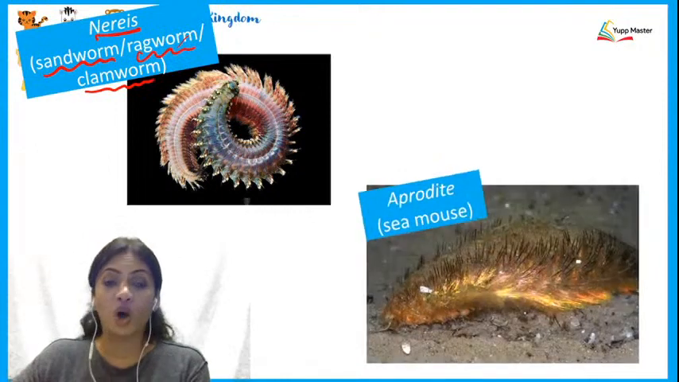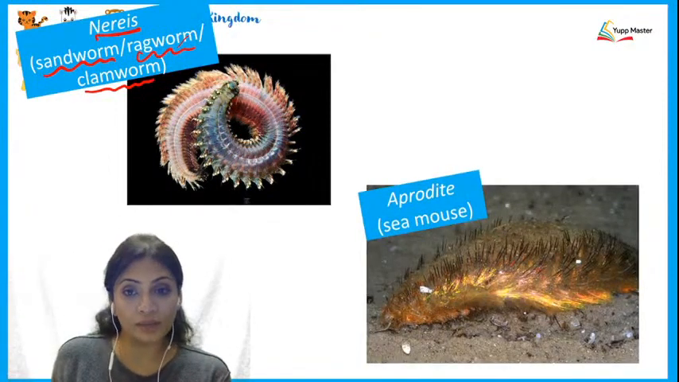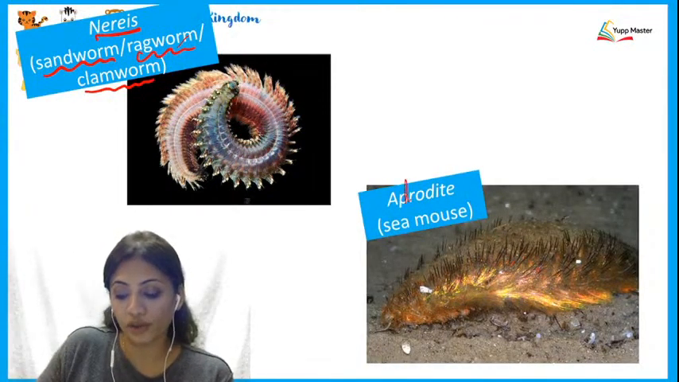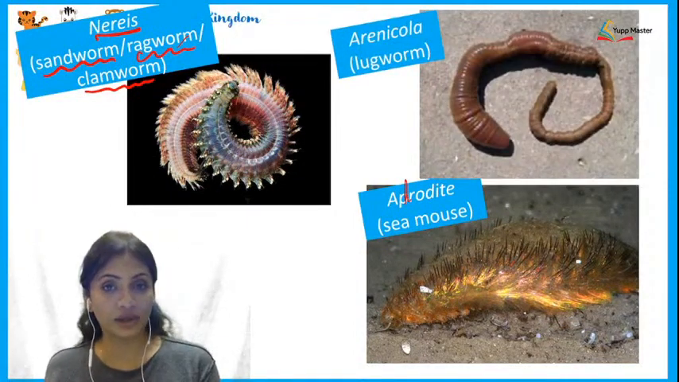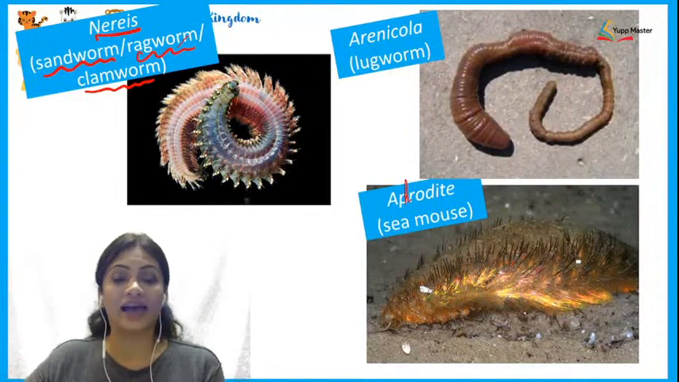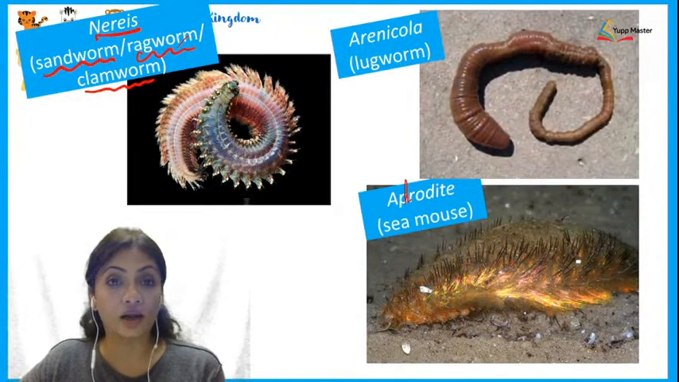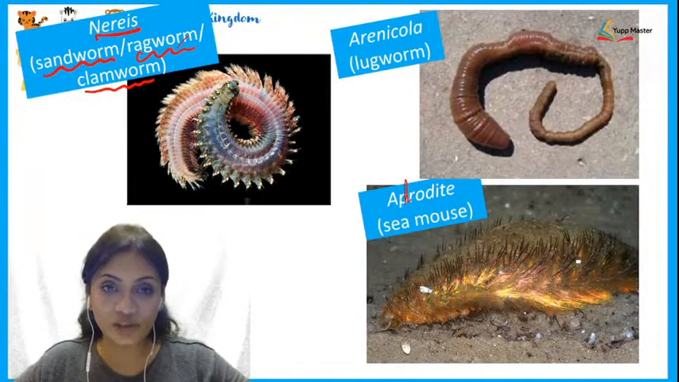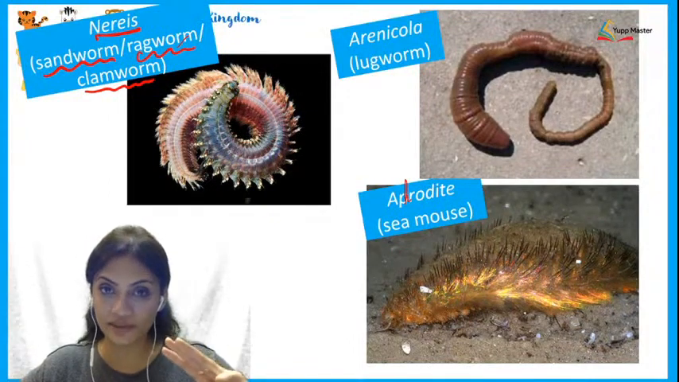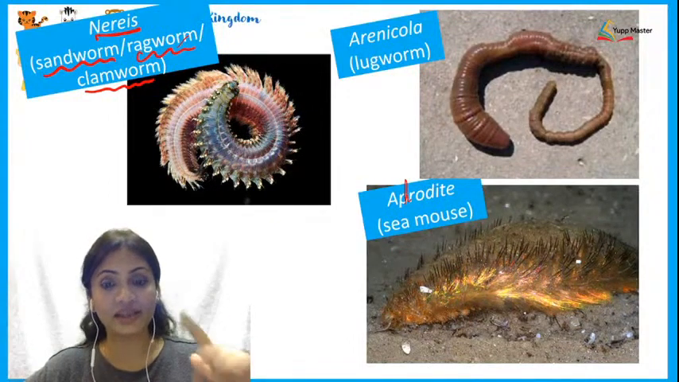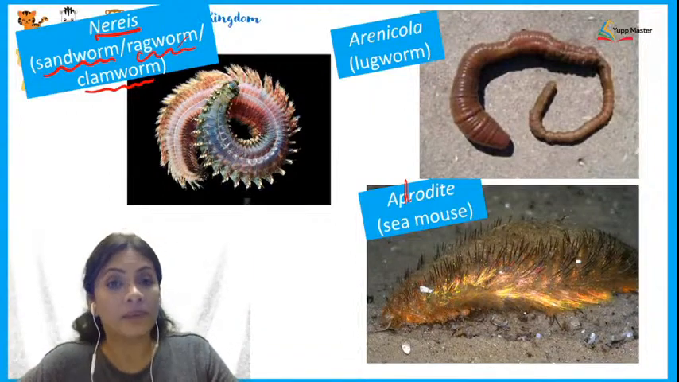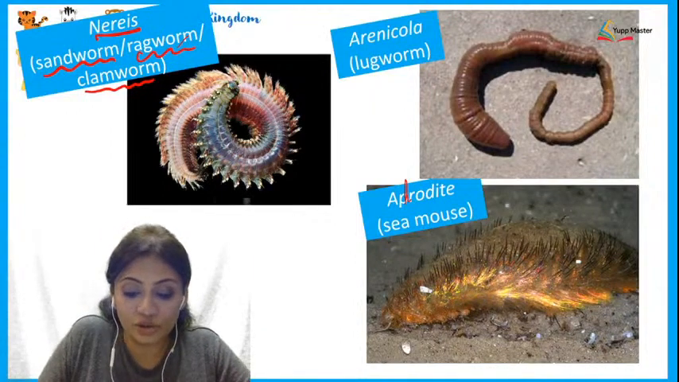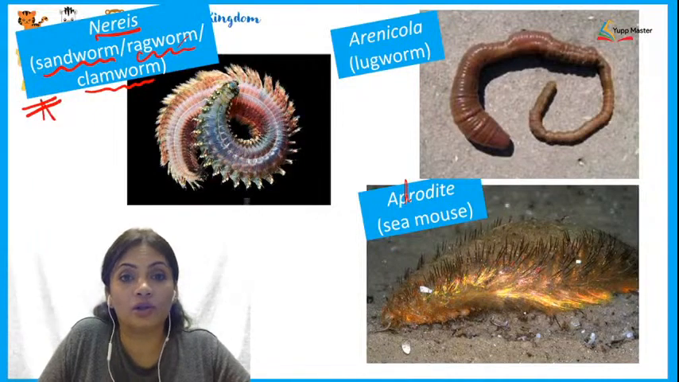Nereis is there. Also, that sea mouse that we spoke about, it was called Aphrodite, that is sea mouse. One more organism belonging to this class would be the Arenicola, also known as the lugworm. So, this class that we just spoke about has 3 examples that we need to learn: the Nereis, the Aphrodite, and the Arenicola, that is the lugworm. Please don't forget that we also need to remember the common names, all right?